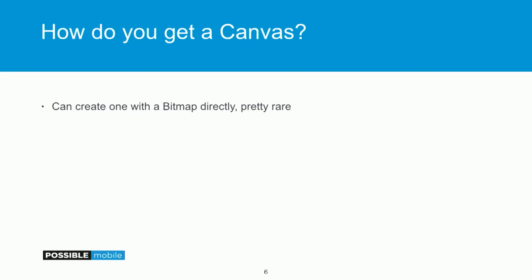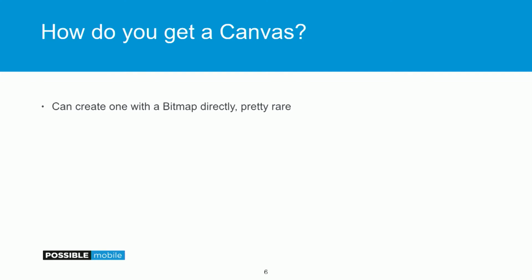So how do you actually get a canvas? Well, you can just create one. Since Canvas is just a wrapper around a bitmap, you can create a new canvas and give it an explicit bitmap. I found this is a pretty rare scenario. The only time I've used it is when we were interfacing with a printer and we needed to send it just a full bitmap with whatever we needed in it. So we used it for that case.